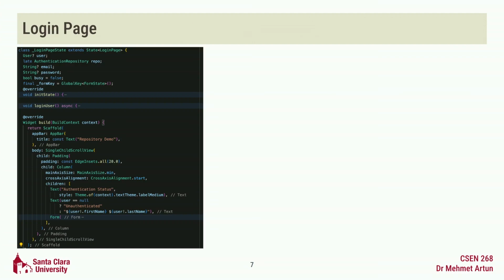So it has a few things. First of all, it has an authentication repository, which is again the abstract class, called repo, and it has this name late in front of it. Okay? What late means is that you're telling the compiler this is not going to be null.